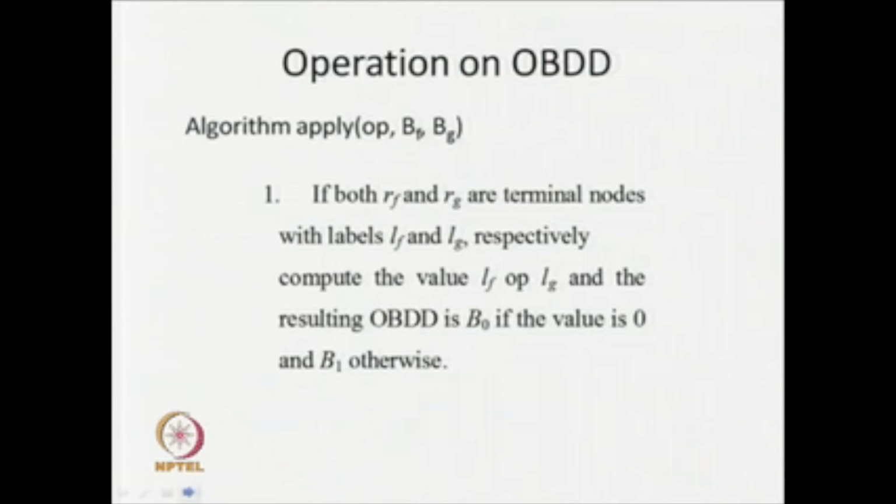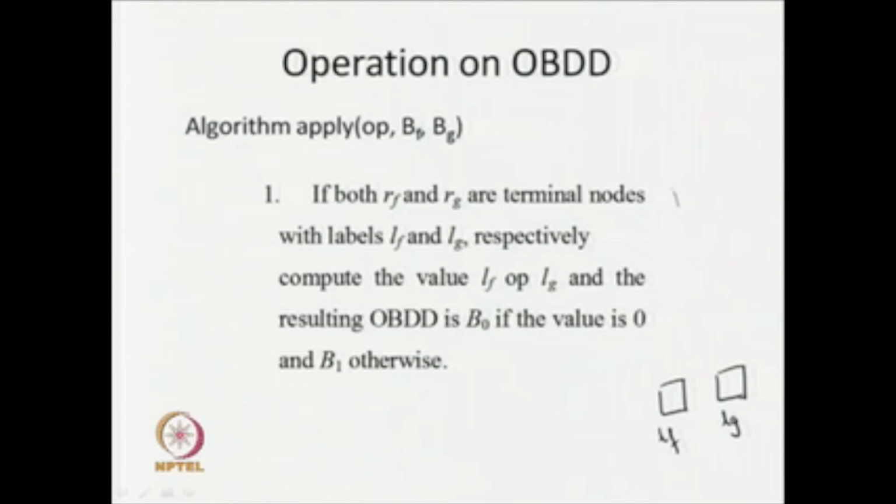Now, what is the first step? Apply algorithm, apply of BF and BG. If both RF and RG are terminal nodes, which label with LF and LG. Okay, so first condition we are saying that when we are coming to the terminal nodes, these are your two terminal nodes. So, I am saying that the labels are your LF and this is your LG.